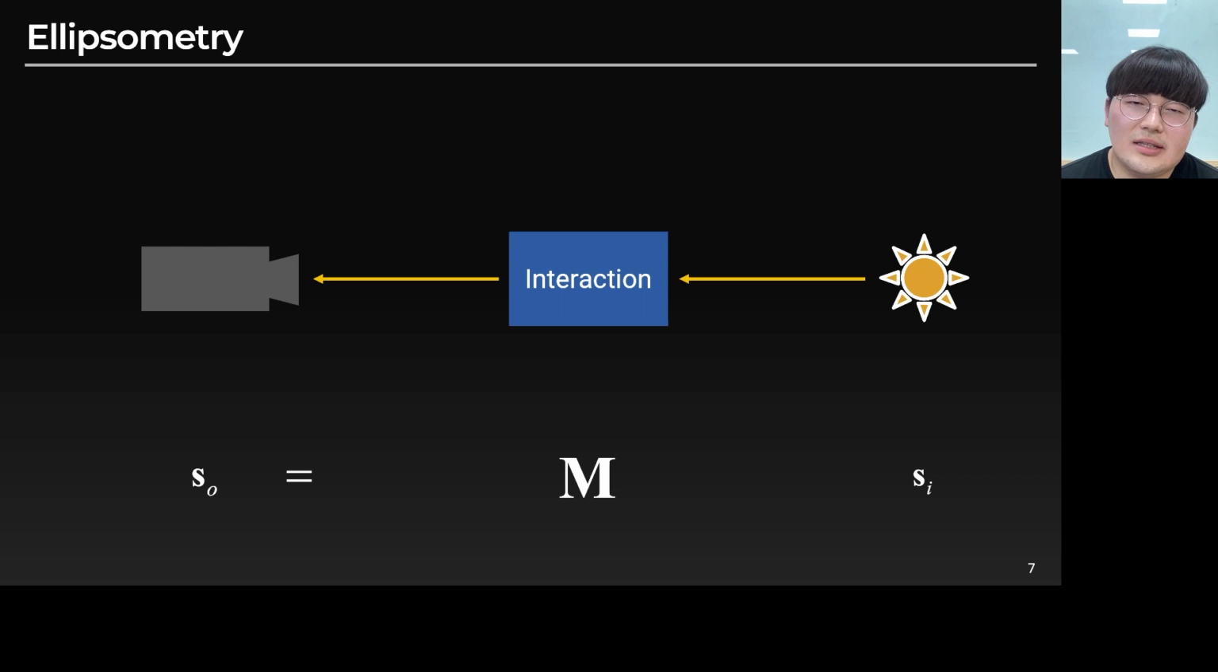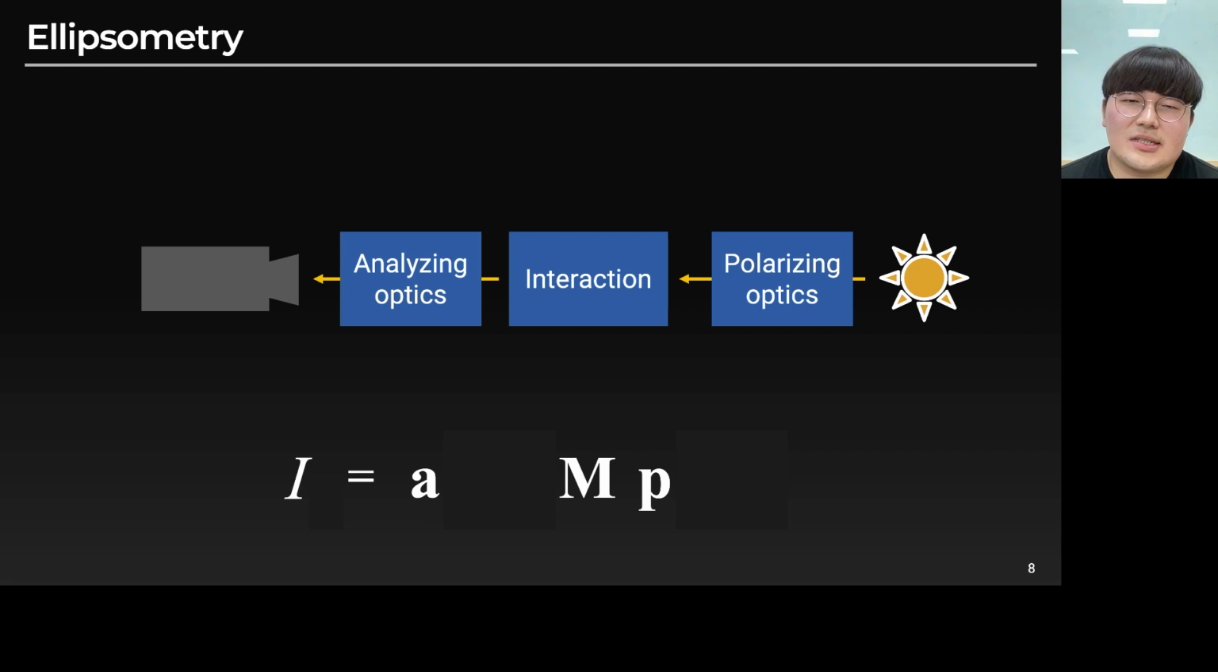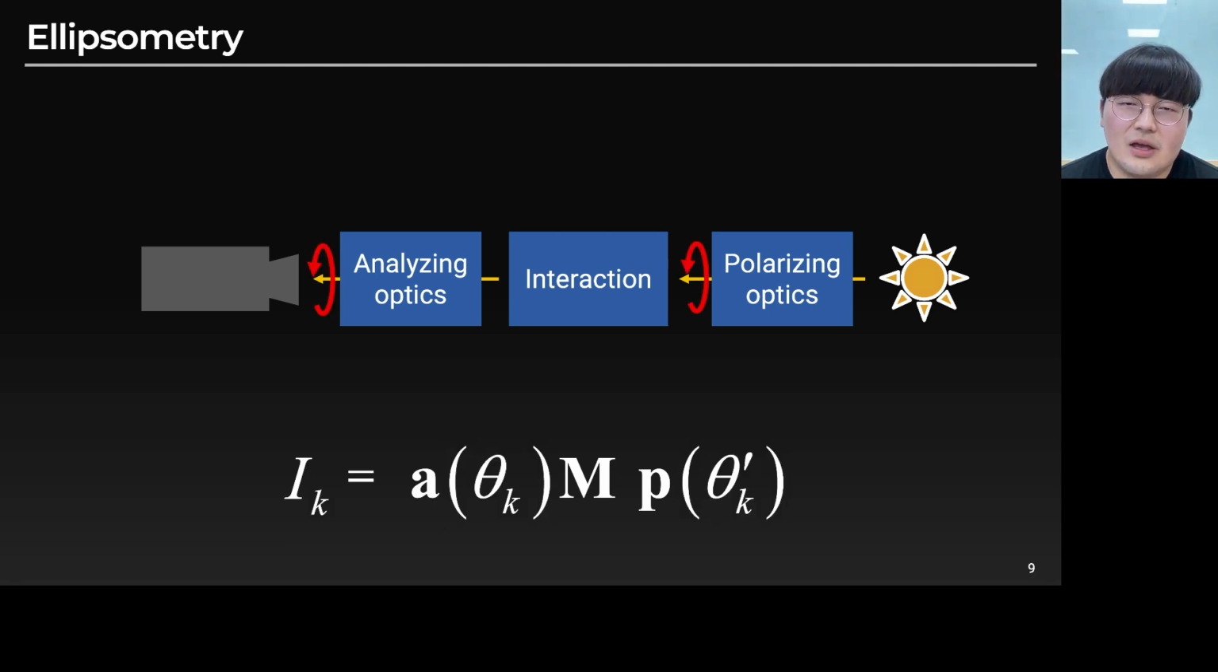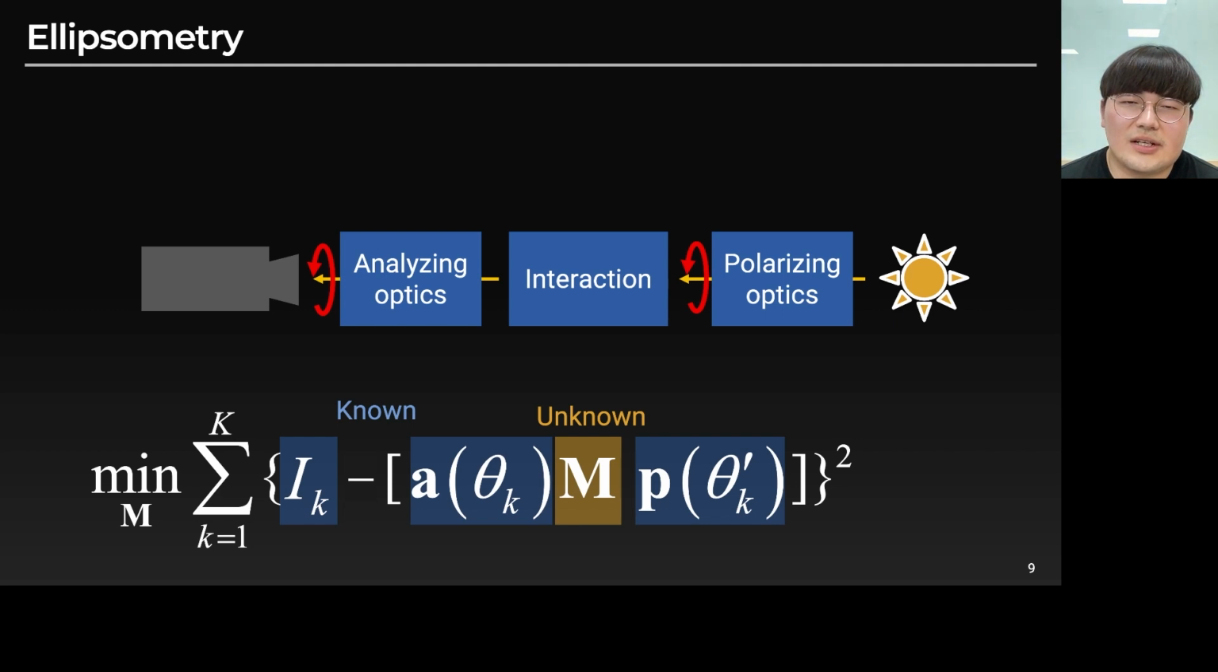Then, how can you obtain the Mueller matrix when the polarized light passes through? Ellipsometry is a polarimetric reflectance method that acquires a Mueller matrix through light interaction. An ellipsometry system consists of polarizing optics for light and analyzing optics for sensor. Then, we need to capture many samples by rotating optical components. Lastly, we regress the unknown coefficients of Mueller matrix through optimization.